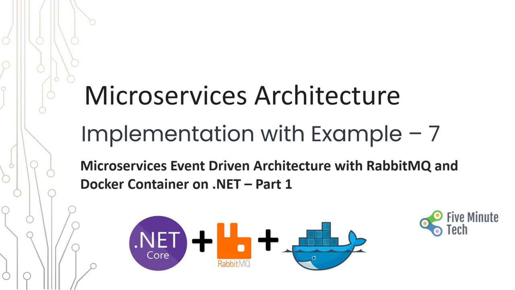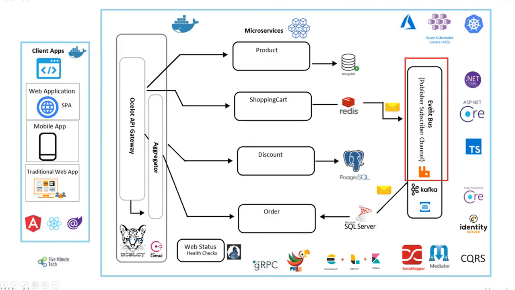Today we'll be talking about microservices event-driven architecture with RabbitMQ on Docker container. So we'll be talking about how the different services communicate to each other through RabbitMQ. On this area, the red highlighted area, which is the place wherein all these services communicate to each other through an event bus with a publisher-subscriber channel based on the RabbitMQ.